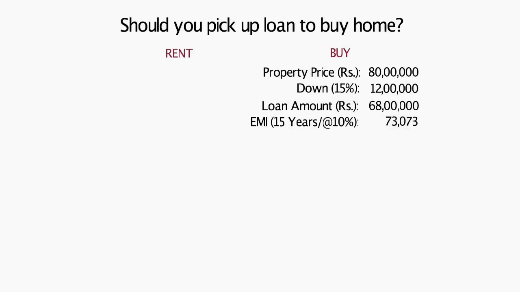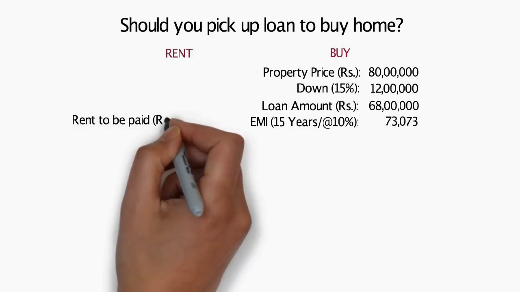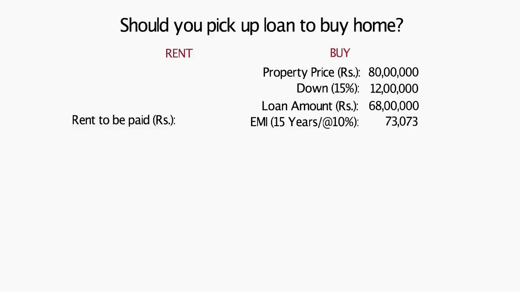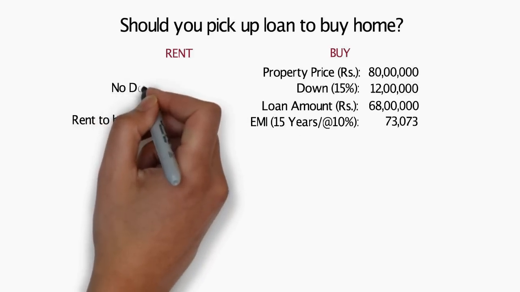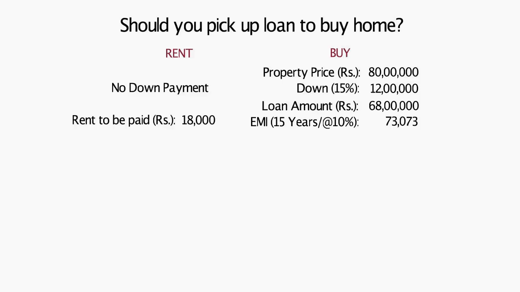On the other hand, if you were to go on simple rent, you will have to pay a rent of 18,000 rupees, as we have seen already. But a difference here is that you will not have to pay any down payment, which means that the 12 lakh rupees you would have to shell out to buy a property on loan, in case of rent, you will actually not be doing that.